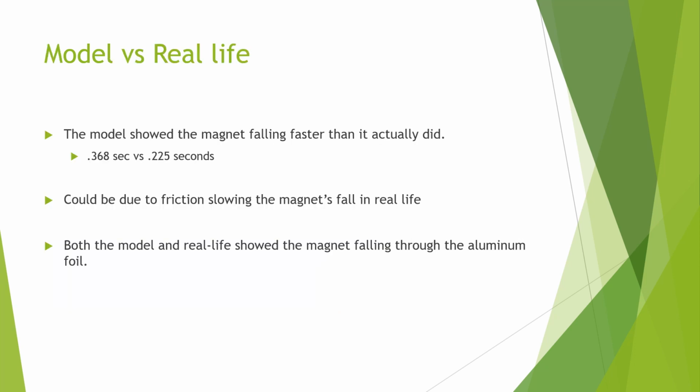The model was fairly similar to real life. It showed that the magnet should be falling in 0.225 seconds, slightly faster than the real-world example showed. This discrepancy could be due to friction slowing the magnet's fall in real life. Both the computer model and the real world were similar in that they both showed the same system.